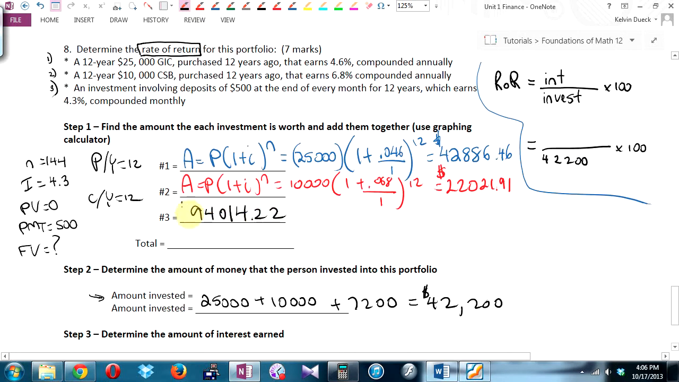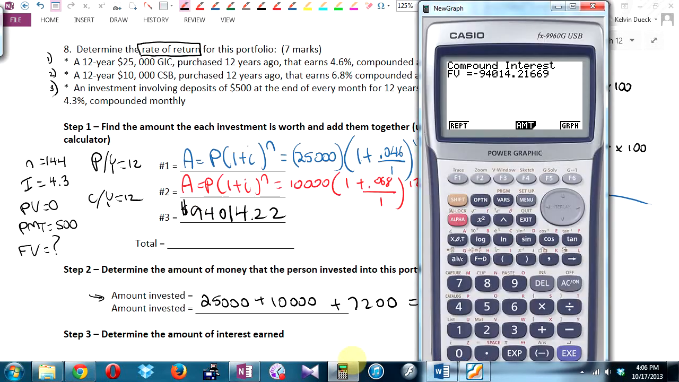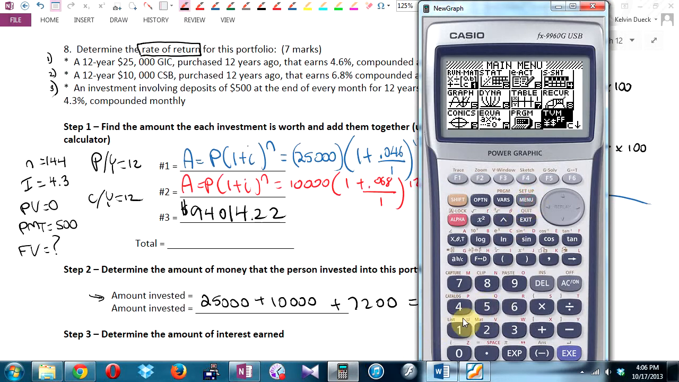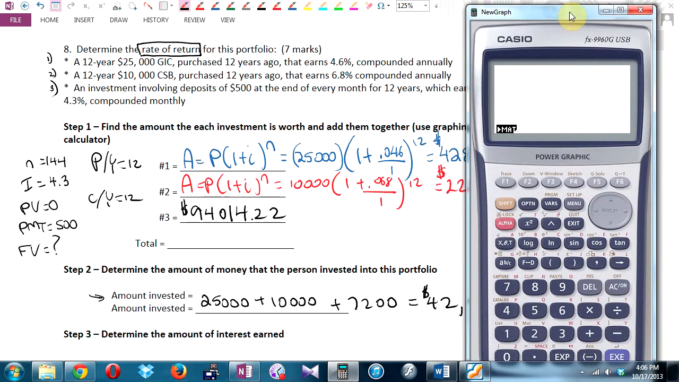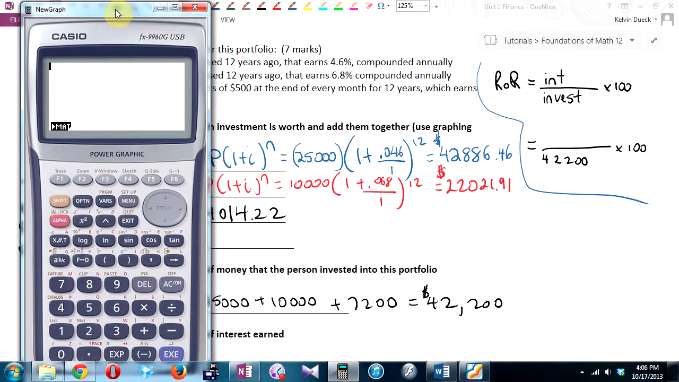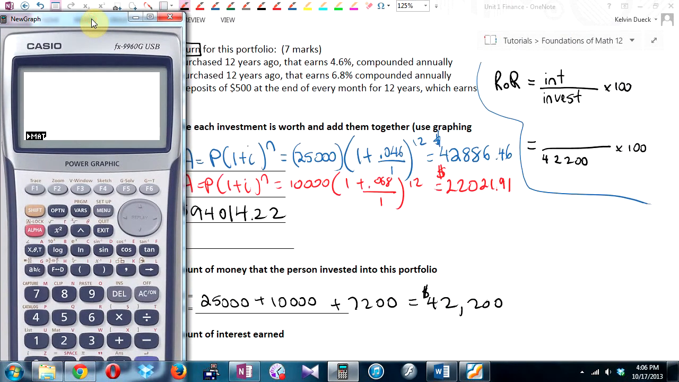940142. I think that's what it said. So far, so good. How much money do we have at the end of this grand total? Grand total, it's going to be... can I fit this in? Oh, over here. It's going to be 9401 22001422 plus 2202191 plus 4288646.